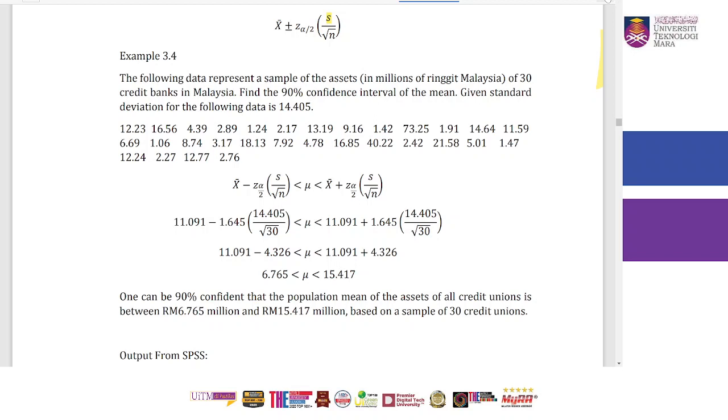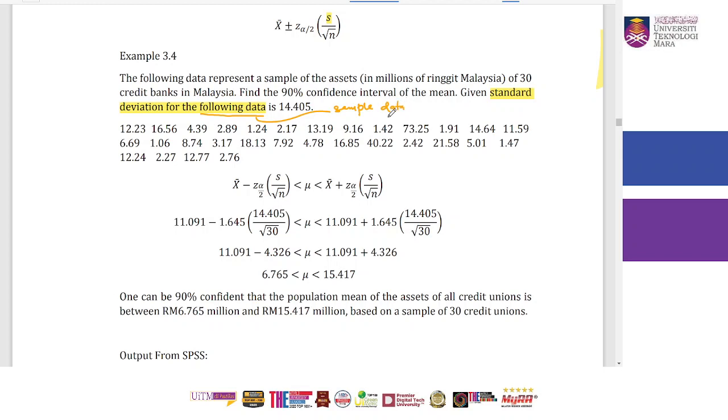Tapi kat sini, hati-hati eh. Sebab dia tak katakan given the standard deviation saja. They just mentioned here, given the standard deviation for the following data. Nampak tak dia katakan? For the following data. So, for the following data ni maksudnya, okay, this is a sample data, bukannya populasi. Sebab tu kita gunakan S. Kenapa dia bagi S ni?